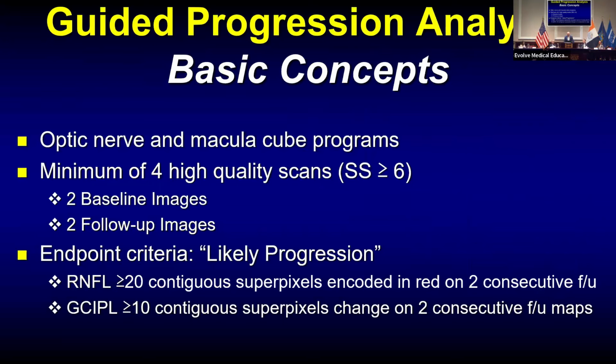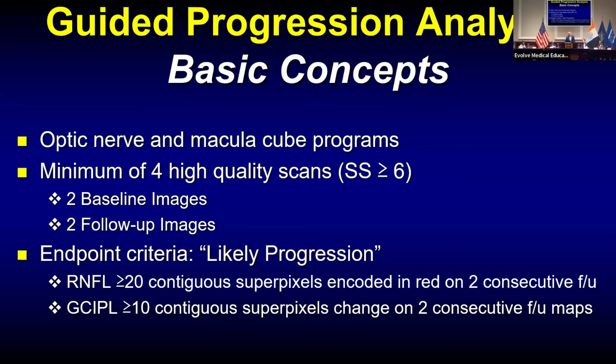I happen to use the Zeiss platform in my clinical practice. So I'll talk a little bit about some basic concepts on how I judge progression, structural progression in my patients. I use both the optic nerve as well as the macular cube programs. Jeff mentioned that with visual fields, you need a minimum of 5 visual fields to compare changes over time. And with OCT, the guided progression analysis software can detect changes using 4 images, 2 baselines and 2 follow-up images.